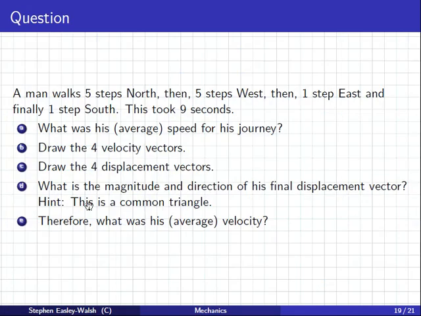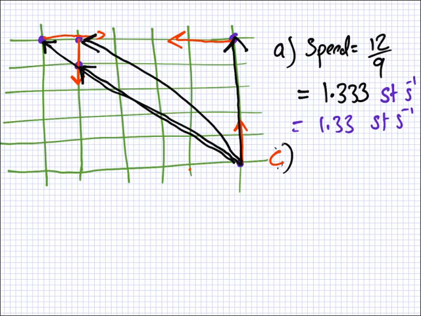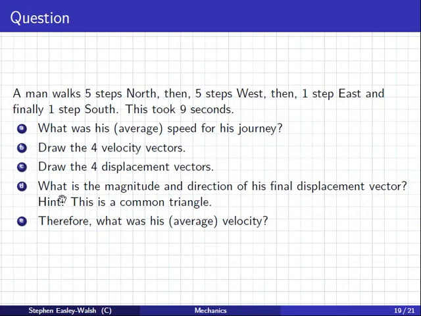And then D. What is the magnitude and direction of his final displacement vector?